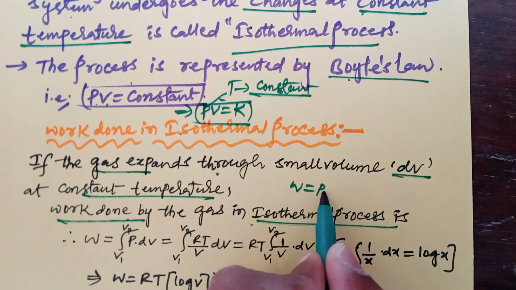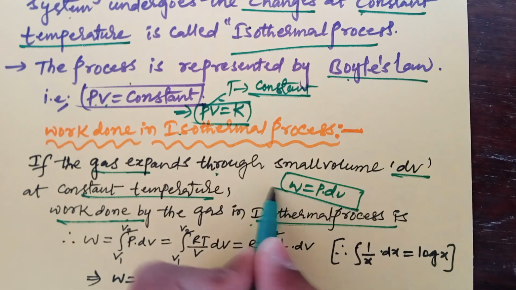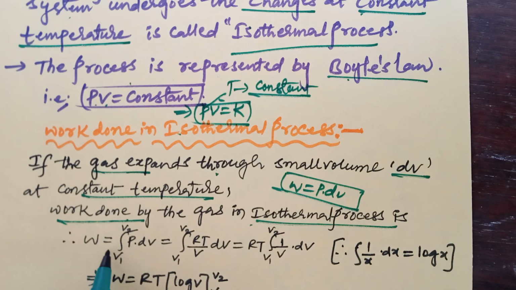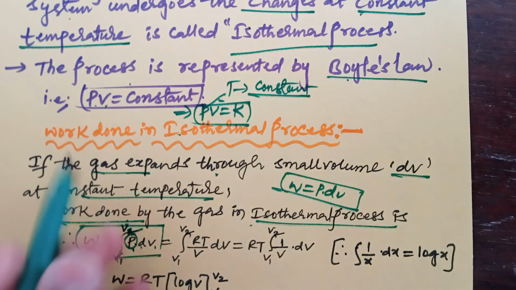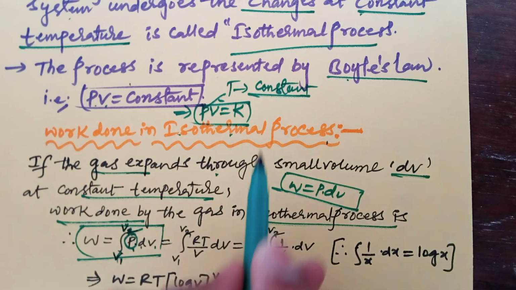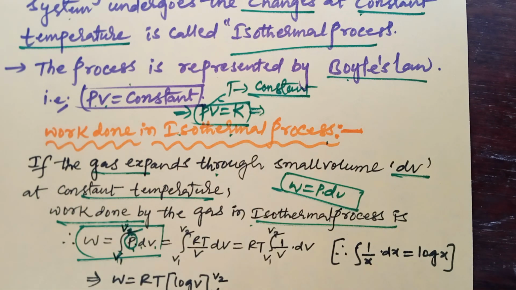W is equal to P into dV. When the volume changes from V1 to V2, what is the formula? W is equal to the integral of P dV between V1 and V2, integrating on both sides. Here we find the pressure for the isothermal process from this equation. So what is that value?